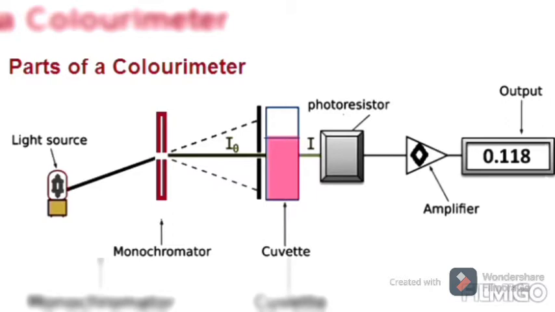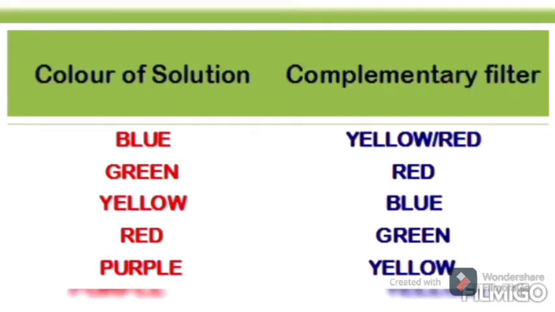Photodetector system or photoresistor: when the emitted light falls on the detection system, the photoresistor, an electric current is generated. This is exhibited in the galvanometer as a reading. The measuring device, the galvanometer, shows the meter reading that is directly proportional to the intensity of light. A microprocessor then calculates the absorbance or percentage transmittance.